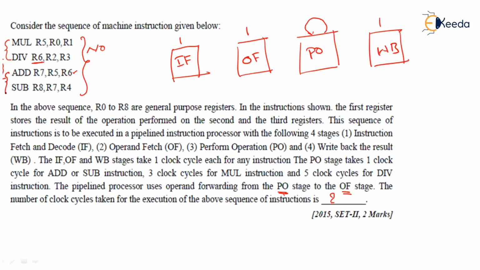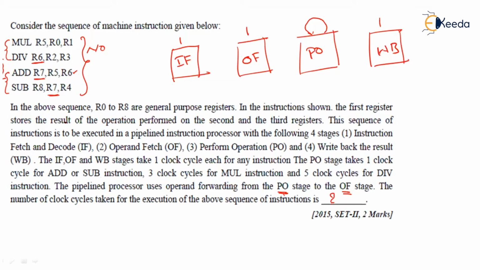Between addition and subtraction, let us see if there is a dependency. Again, here R7 is the destination, and in the next instruction R7 is the source. So again there is a dependency. These 2 instructions also need to be separated.